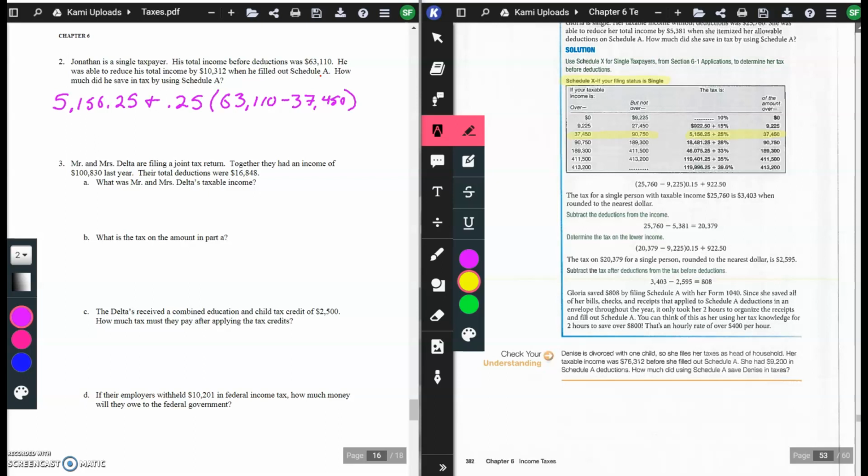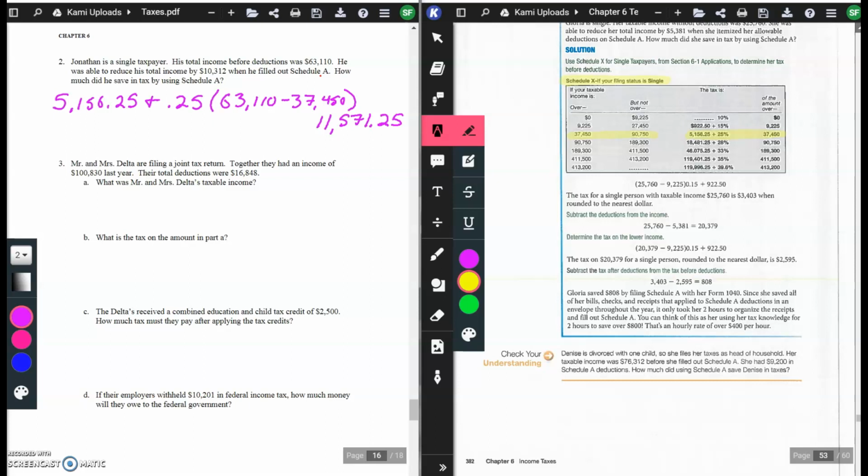So again, enter it in the calculator just as you see it. 5,156.25 plus 0.25 parentheses 63,110 minus 37,450 close parentheses. That gives you a tax of 11,571.25. Okay, that's without any sort of deductions that he claimed in the problem.